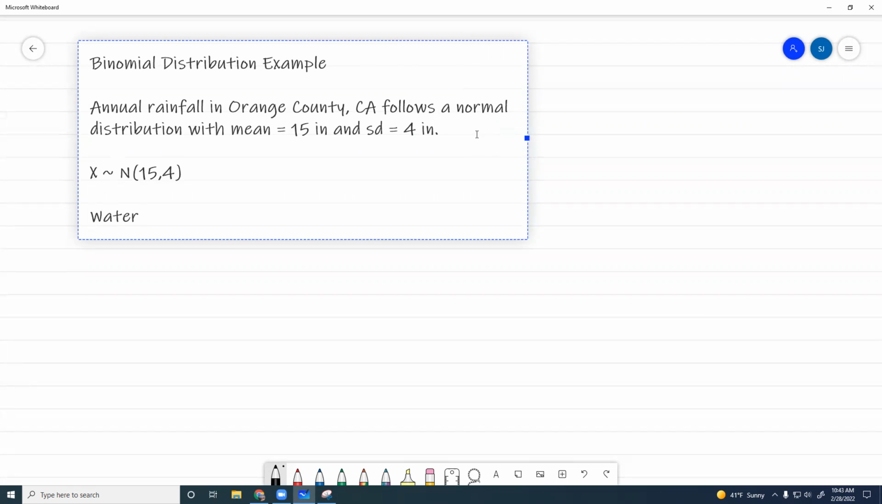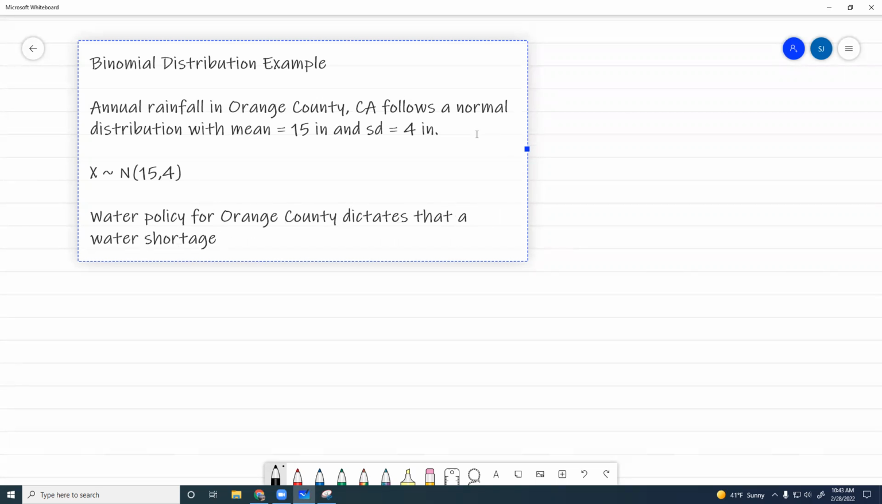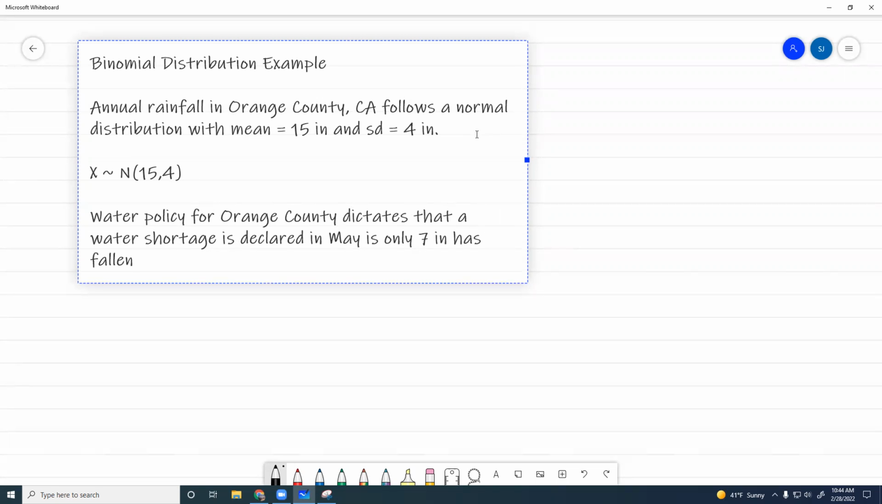All right, so the water distribution company has a policy about drought, a water shortage. So we've got a water shortage. Everyone needs to start conserving water. A water shortage is declared in May if only 7 inches has fallen in the preceding 12 months. All right, we look back at the last year. How much rain have we had? It's May. We kind of know the overall climatic cycle.